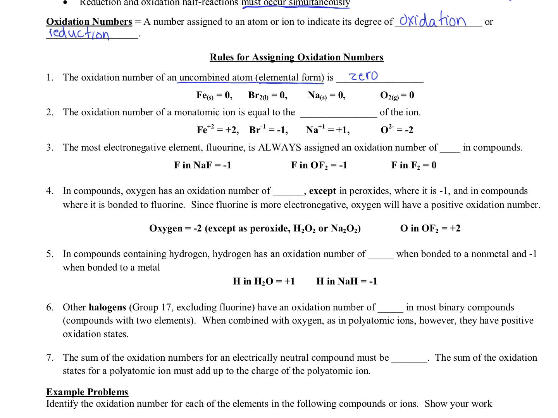Rule 2: The oxidation number of a monatomic ion is equal to the charge of the ion. So here I have written the same 4 elements that we looked at before, but now these are all ions. The iron +2 ion, since the charge is +2, has an oxidation number of +2. Bromide ion has a charge of -1 because it's in group 17, so its oxidation number is -1.